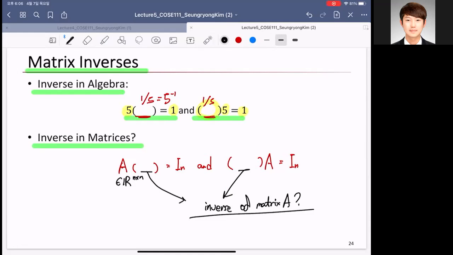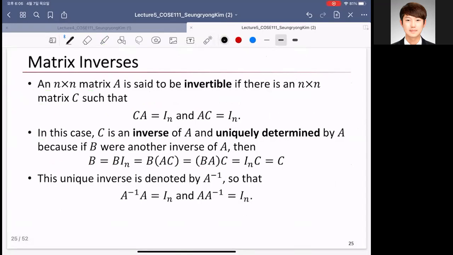This is the topic of chapter 1.2. Okay. Let me do one more page. An N by N matrix A is said to be invertible if there is an N by N matrix C such that C times A is equal to I N and A times C is equal to I N.